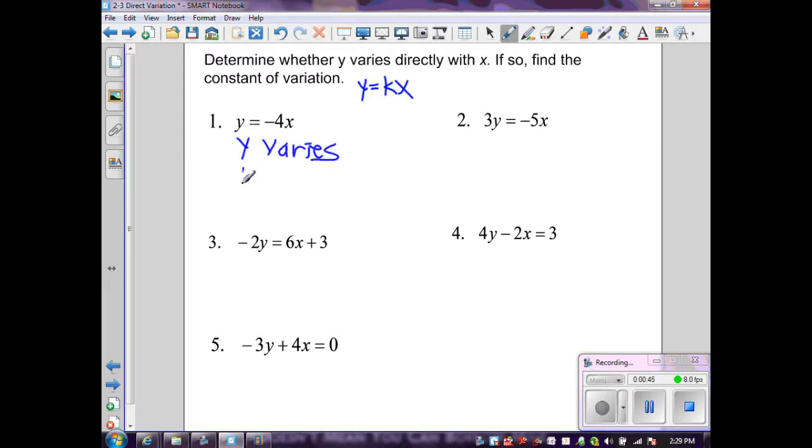And my constant of variation is the coefficient of x, which is a negative 4. Number 2, if I can solve and put it into this form, then it does vary directly with x. Let's divide both sides by 3. Y equals a negative 5/3 x. That is in the form of y equals kx. So here y does vary directly. And my constant of variation is the coefficient of my x, which is a negative 5/3.